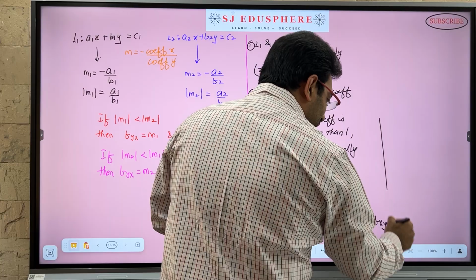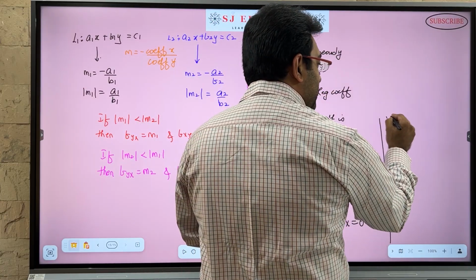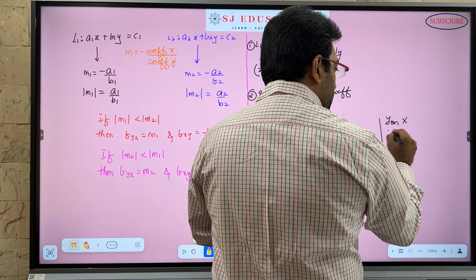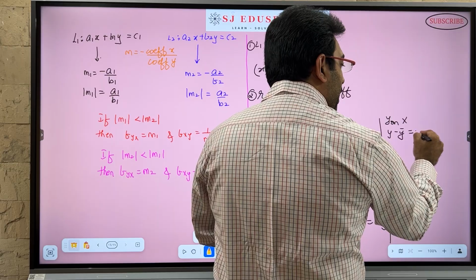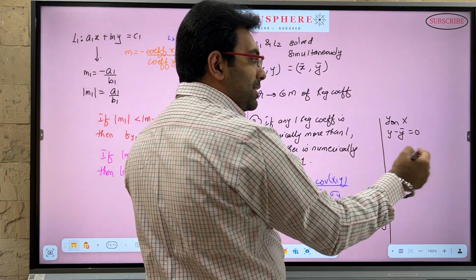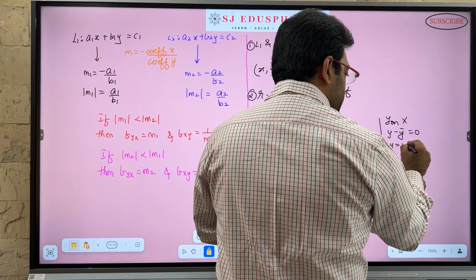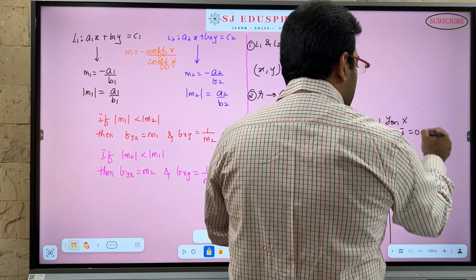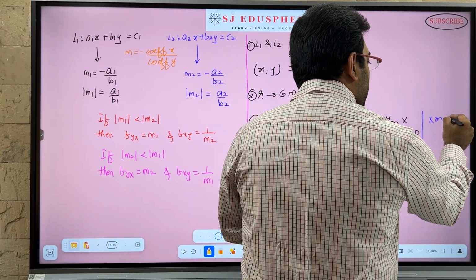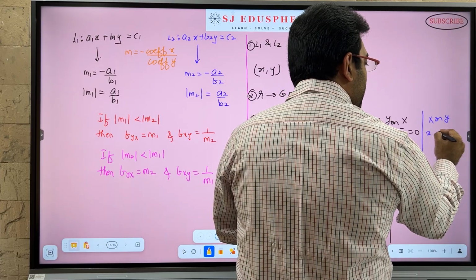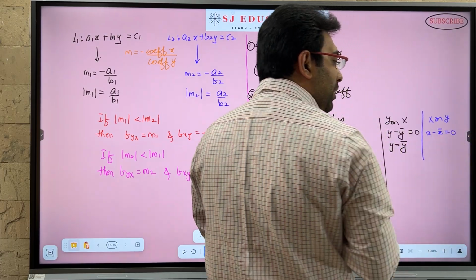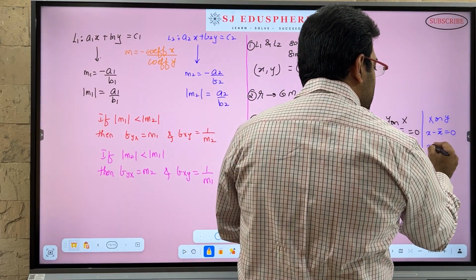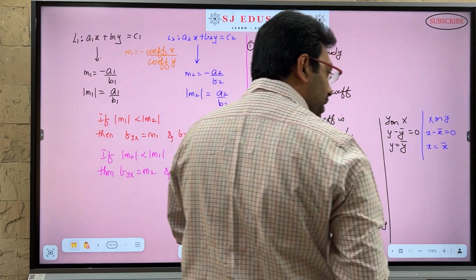So, will my line of y on x be y minus y bar is 0 times x minus x bar? That means y is equal to y bar. And similarly, will my line of x on y be x minus x bar is 0? That means x is equal to x bar.